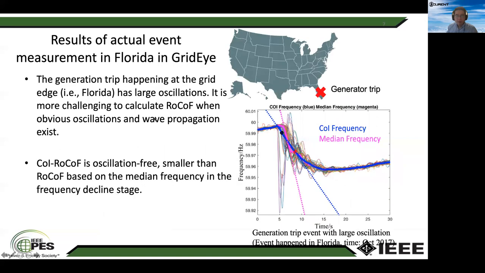And here are the results showing how the method performed in an actual event. Here's an event happening in Florida. We can see the frequency environment shows a lot of oscillations. And if we use, for example, the median frequency, we can find the median frequency of the system has a lot of oscillations, and also there is a very deep slope at the beginning of the event. And if we use the COI frequency, we can find it's free of oscillations, and the slope is also smaller, which is closer to the actual system frequency.